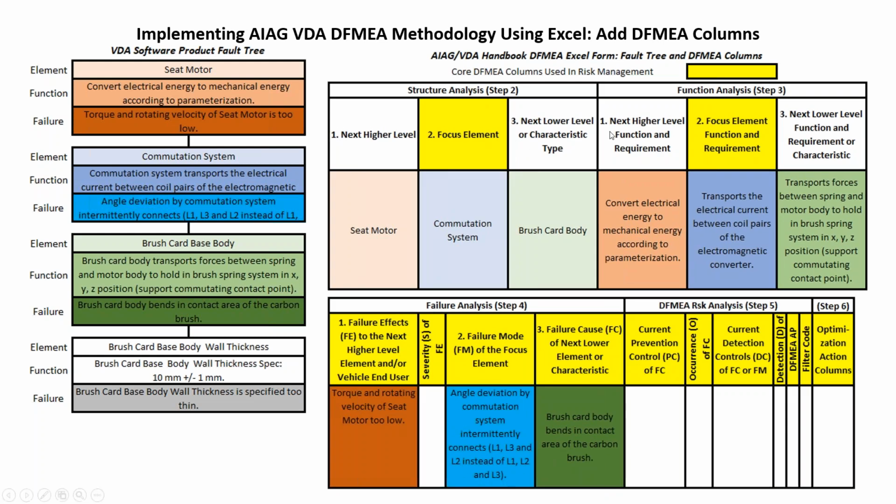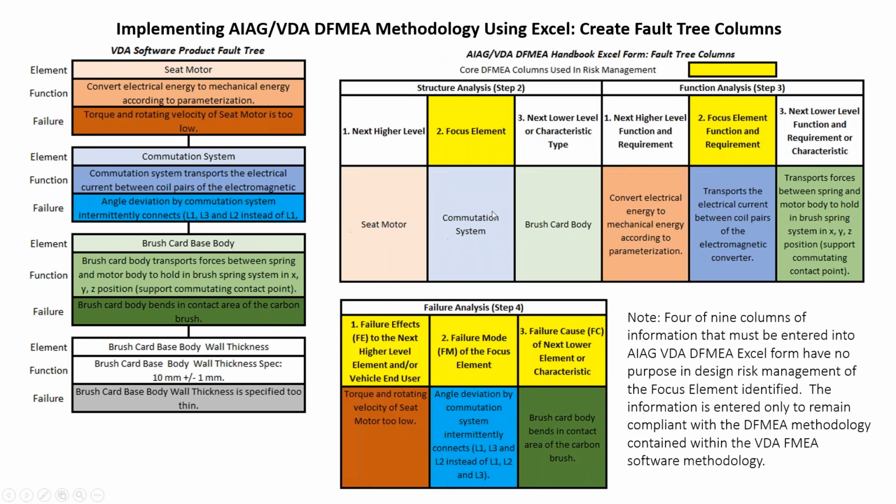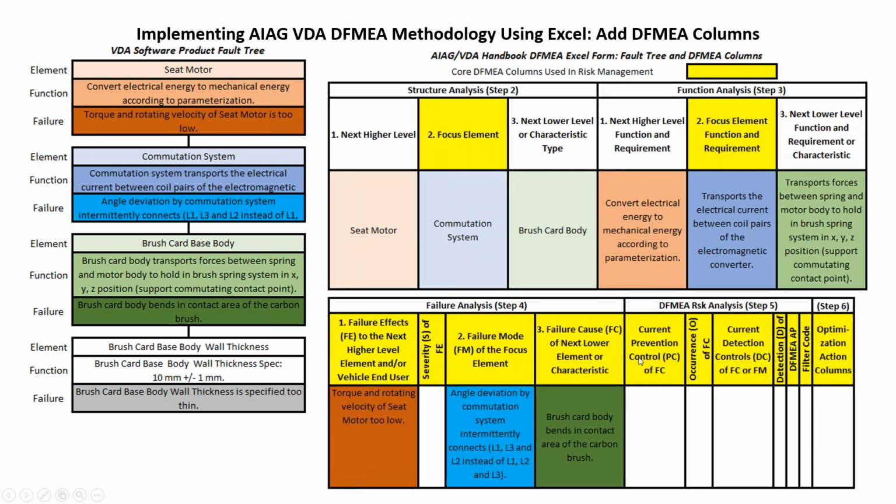Once you create the fault tree, the next thing you've got to do is add the columns. And here's how they got to that. When they created the Excel forms that you find in the back of the manual, all they're basically doing is creating an Excel spreadsheet to capture your fault tree and then adding the FMEA columns. And again, one of the problems is you're being forced to add a bunch of information that, quite frankly, you don't need in order to do the risk assessment.